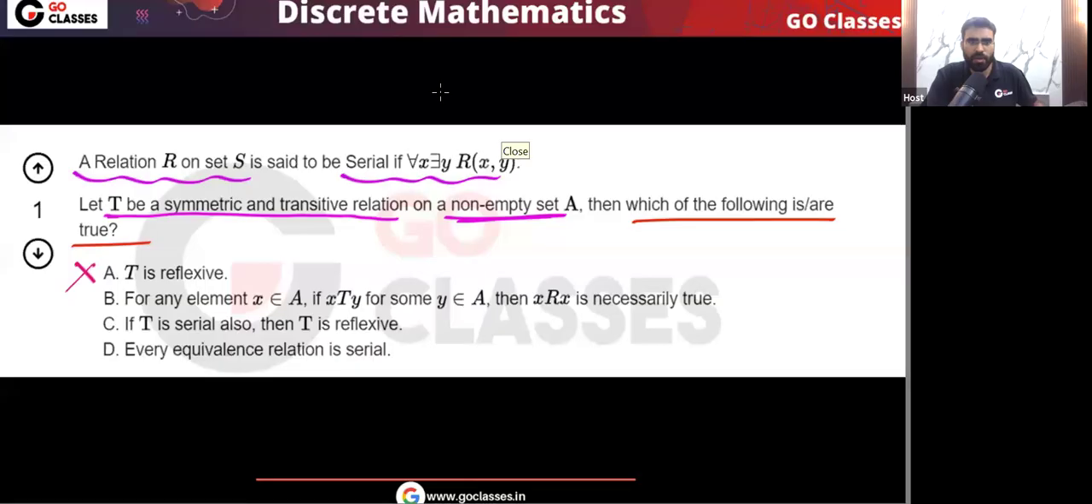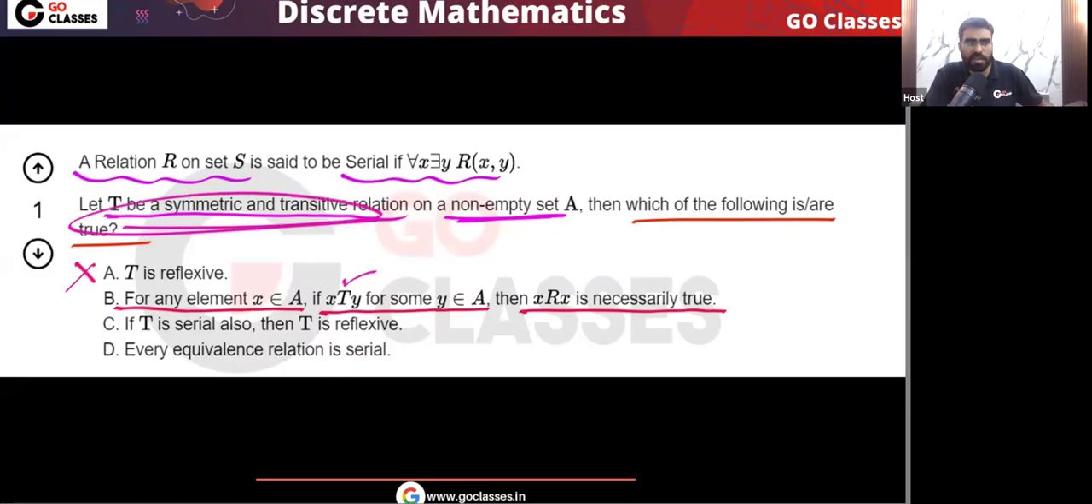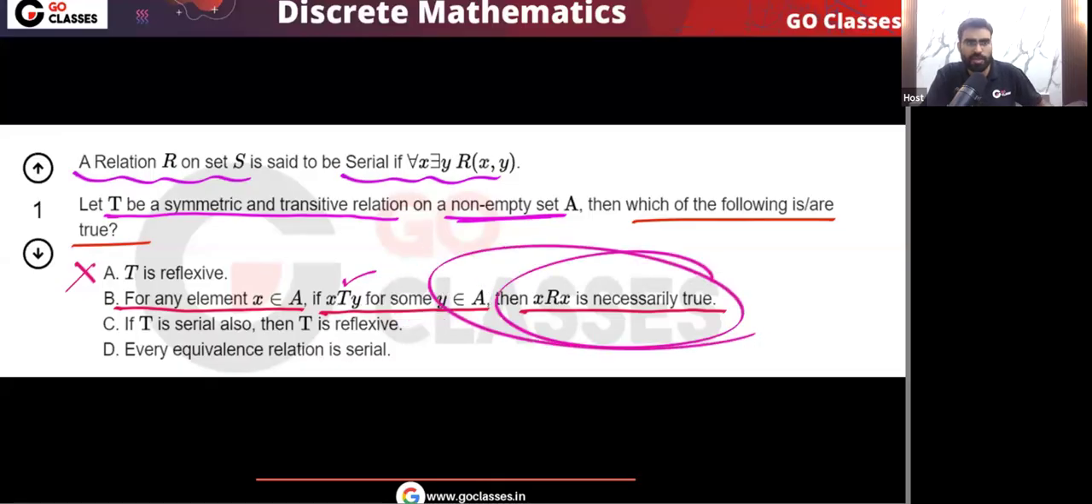Okay. What about the next? Look at this option. For any element x in the base set, if x is related to y for some y, then xRx is true. The question is talking about relation T, which is symmetric and transitive. Option B is saying for any element x in the base set, if x is related to someone, then x will be related to x. Okay, let's see this option B.